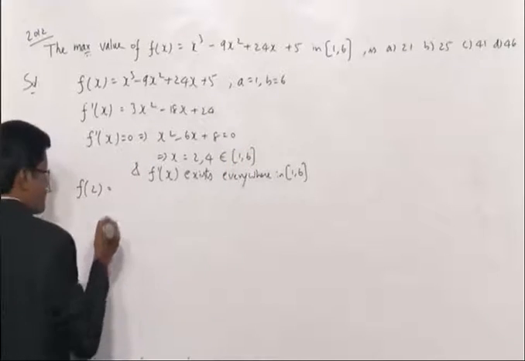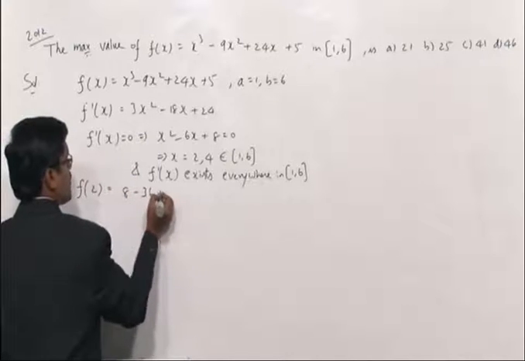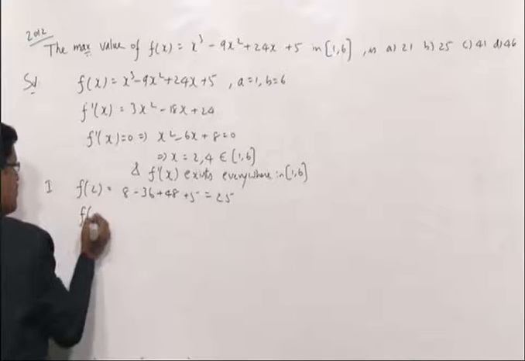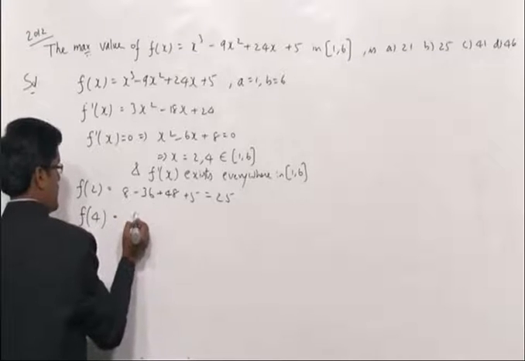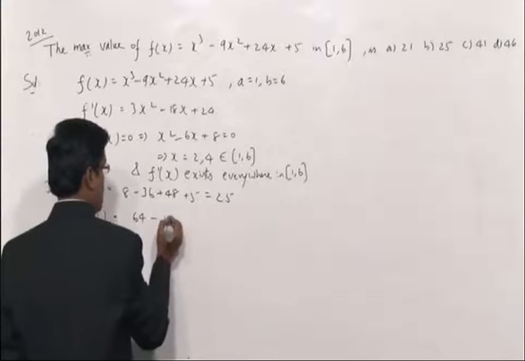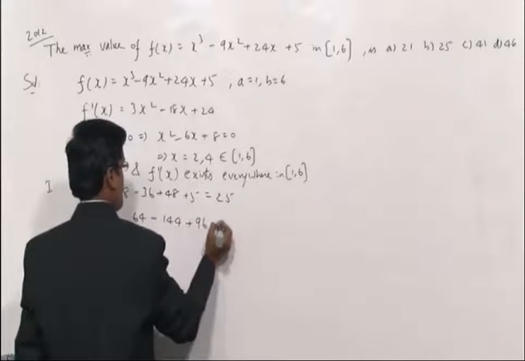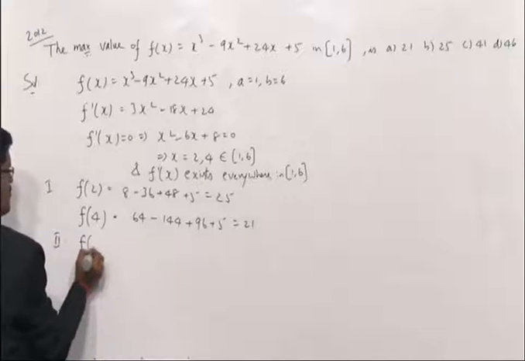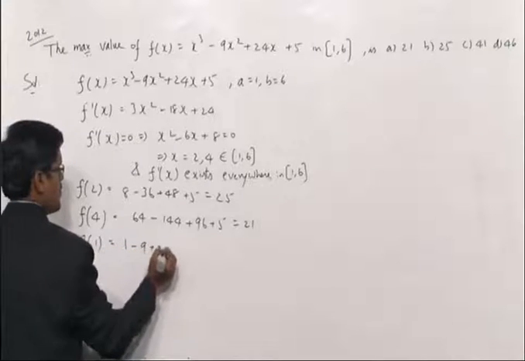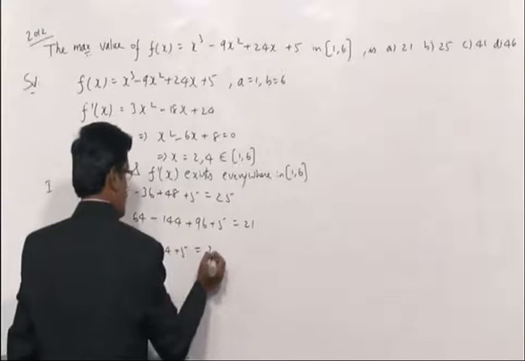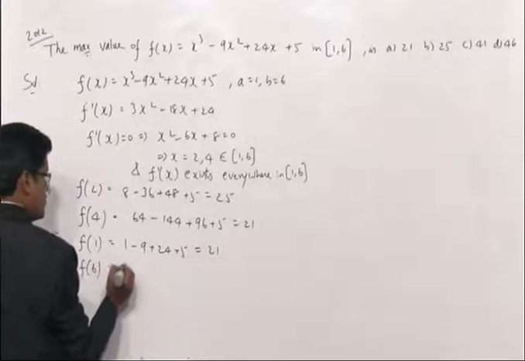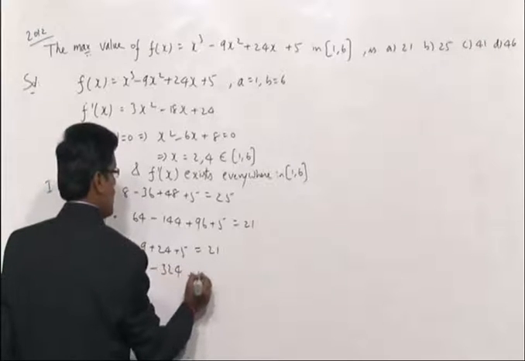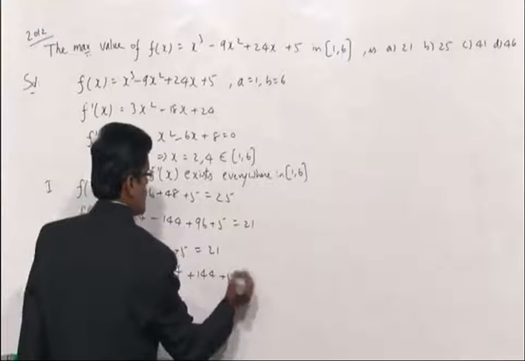f(2): substitute 2, 8 minus 36 plus 48 plus 5, this simplifies to 25. f(4): 4 cube is 64, 9 into 16 is 144, and 96 plus 5, giving 16 plus 5, which simplifies to 21. What is step 2? Evaluate f(a) and f(b). f(1) equals 1 minus 9 plus 24 plus 5, which gives 21. f(6): 6 cube is 216, 9 into 36 is 324, and 144 plus 5, so this simplifies to 41.